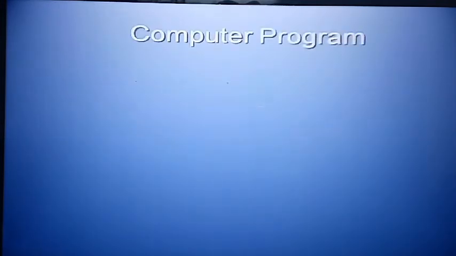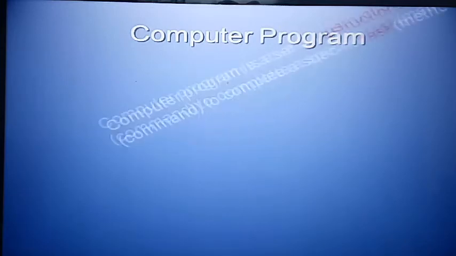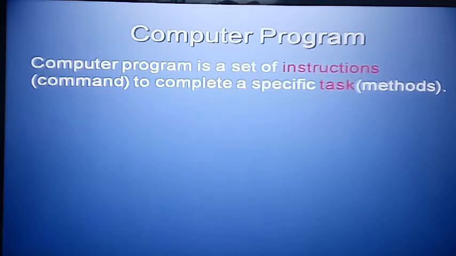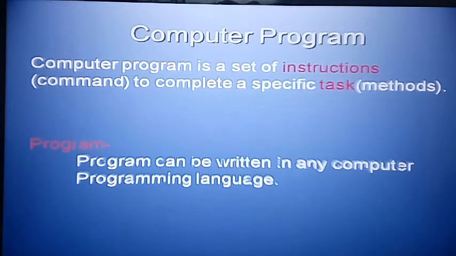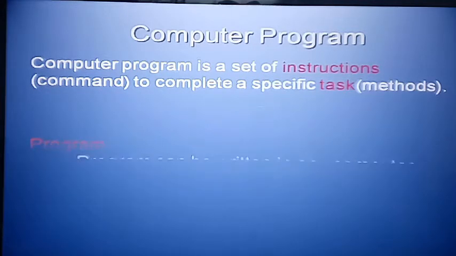Computer program. So first, what is the computer program? Computer program is a set of instructions. Instruction means the command and order to complete a specific task. Task means method, right? What is the program? Program can be written in any computer programming language. So any language you can write. So that is the program.